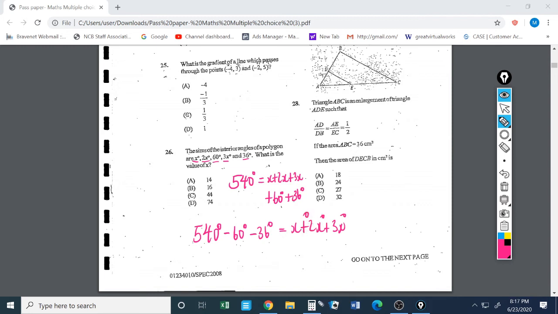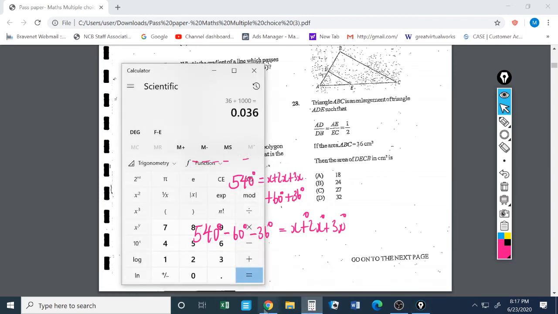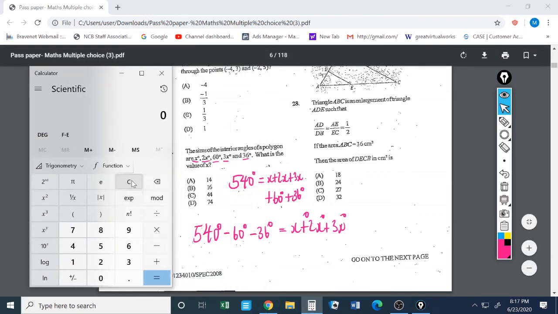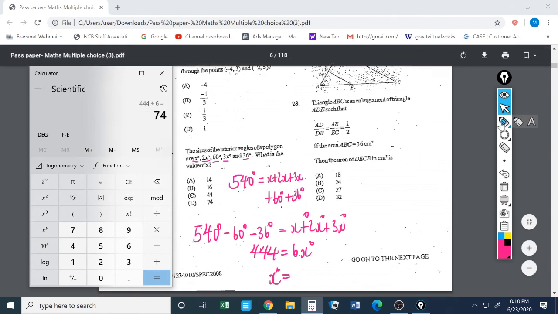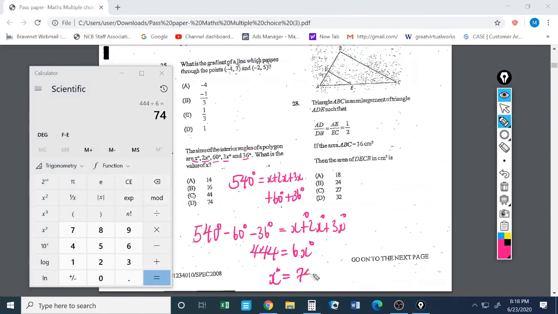Let's put that in our calculators and see what we get. 540 minus 60 minus 36 gives us 444, and we'll get 444 is equal to 6x degrees. So x degrees is going to be equal to 444 divided by 6, and we're going to get 74 degrees for x. So the answer is actually D, guys.